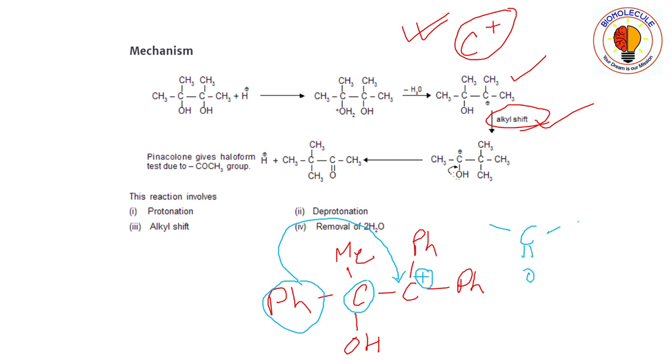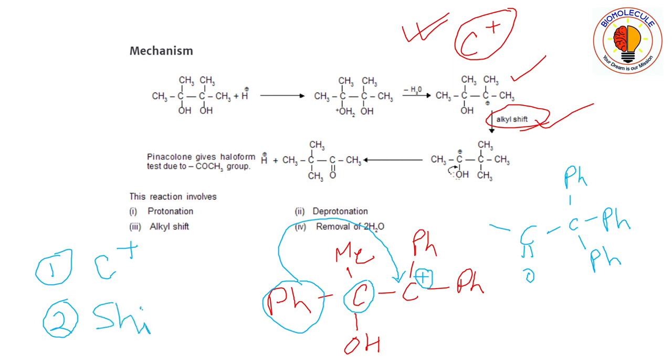Okay, pH, pH, and this pH. Okay, this is the final product. So first you have to consider the stability of carbocation. So first one is stability of carbocation, and then second one you have to consider the alkyl shift.